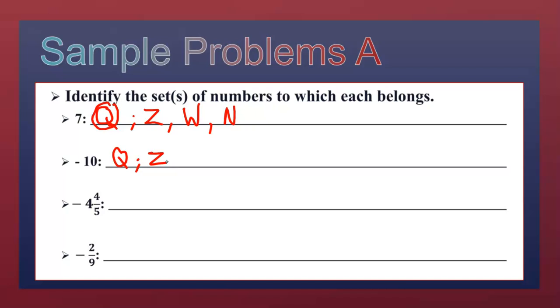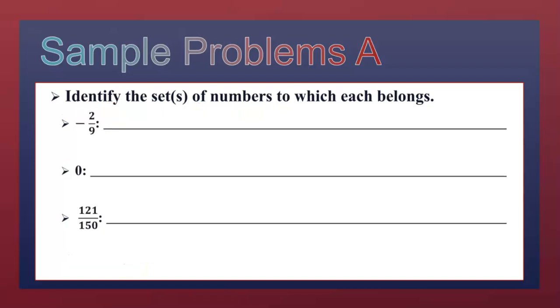Negative 4 and 4/5 is a mixed number, so it's a whole number and a fraction. So that is rational. It's nothing else because it's not a counting number, it's not an integer, and it's not a whole number. And this last one, negative 2/9, is also a fraction, so this would be rational as well. More examples. 0, I can write as a fraction because it would be 0 over 1, which is still 0, so that's rational. It is an integer, so that would be Z for integer.